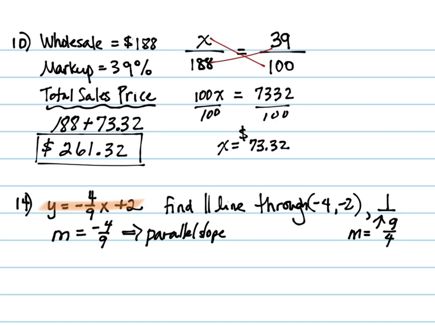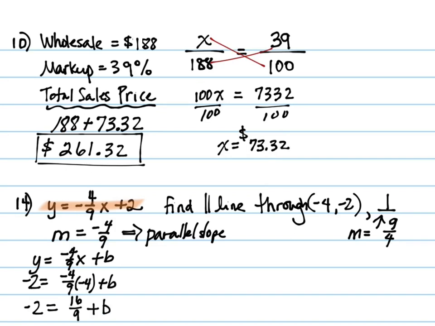So as I take my y equals mx plus b, I know that y is equal to negative 4/9 x plus b, and I need to find b using the fact that it goes through this point. So it goes through negative 4, negative 2. So this is the negative 2, and this would be negative 4. Going to have to deal with fractions. So I've got negative 2 equals 16 over 9 plus b. And I would need to subtract the 16 over 9 to the other side.